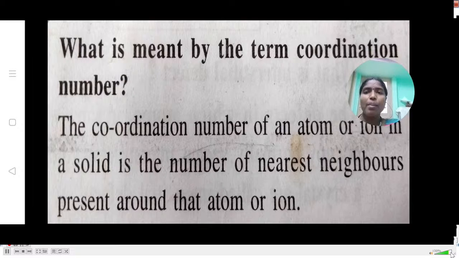The coordination number of an atom or ion in a solid is the number of nearest neighbors present around that atom or ion. The best example of coordination number is sodium chloride. Sodium chloride coordination number is 6.